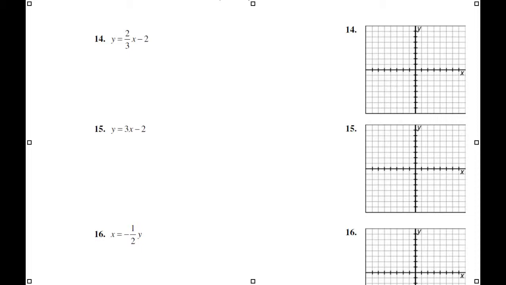Okay, these are in slope-intercept. So I'm going to put a dot on my y-intercept, which is -2, right there. I'm now going to plot my slope of 2/3. I'm going to do my run of 3 first. 1, 2, 3. And I'm going to go up 2. And that'll be my line.